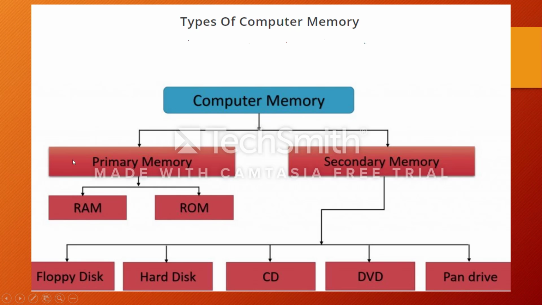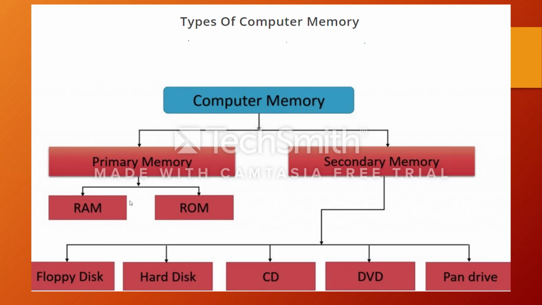So mostly we have primary memory and secondary memory. Now primary memory is actually the main memory of the computer system, and it is of two types, that is RAM and ROM. RAM stands for random access memory and ROM stands for read-only memory. For the secondary memory, children, we have floppy disks, hard disks, CDs, DVDs, and pen drives. So children, this RAM and ROM is your main memory.